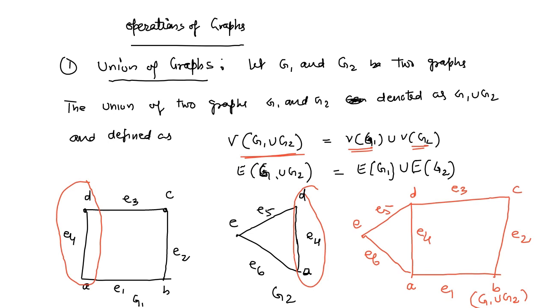Similarly, second is intersection of graphs. Intersection of graphs, that means two graphs are given. So we take the common pair of vertices, or any common edges.